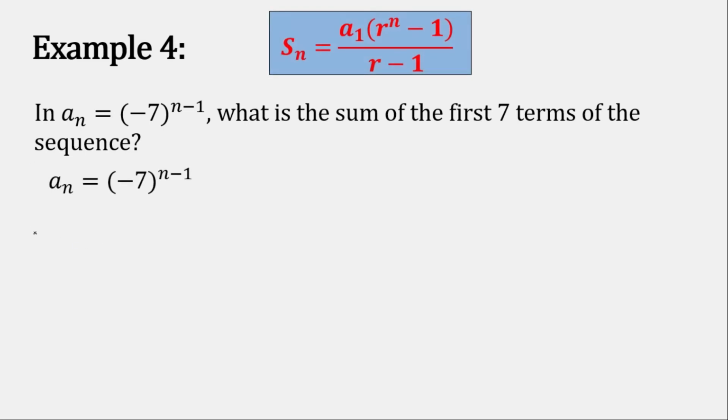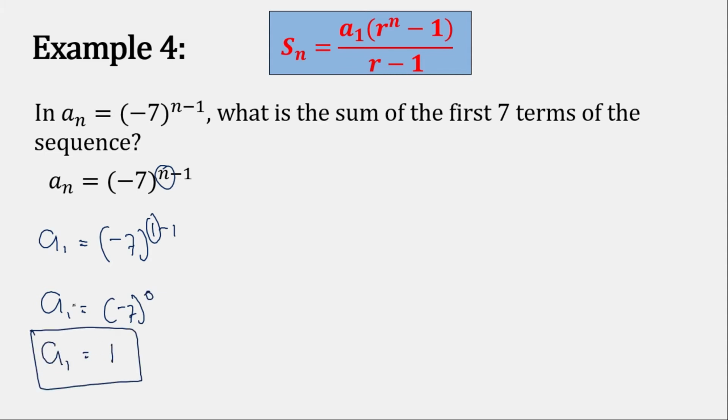To get a sub 1, you have two methods of doing this. First, you just substitute 1 for n, and we'll get a sub 1 is equal to negative 7 raised to 1 minus 1. As you can see, I'll just substitute 1 on n because we're trying to get the first term. So a sub 1 is equal to negative 7 raised to 0. Then any number raised to 0 is equal to 1. So therefore, our first term is 1.